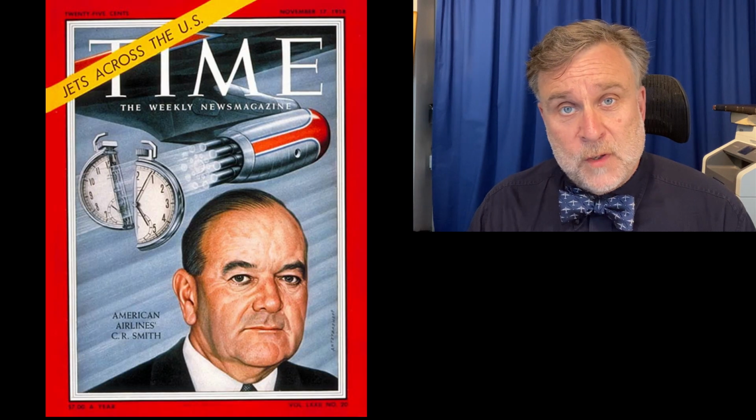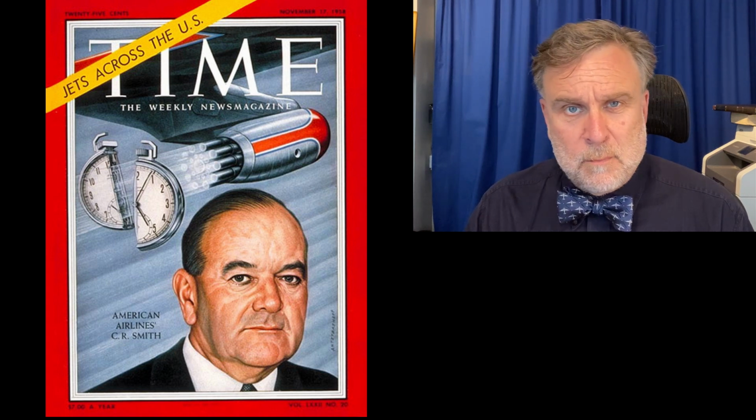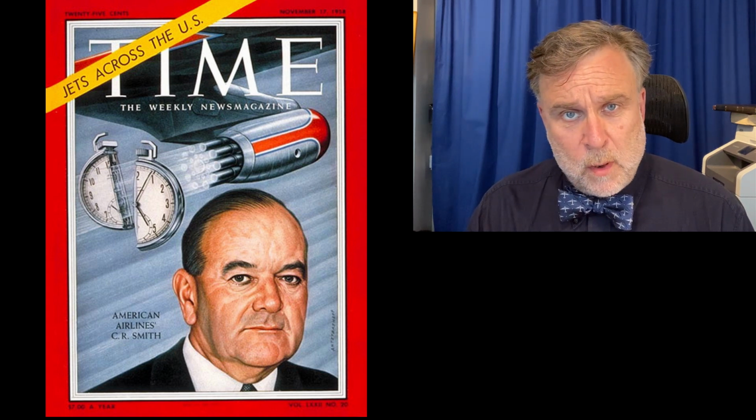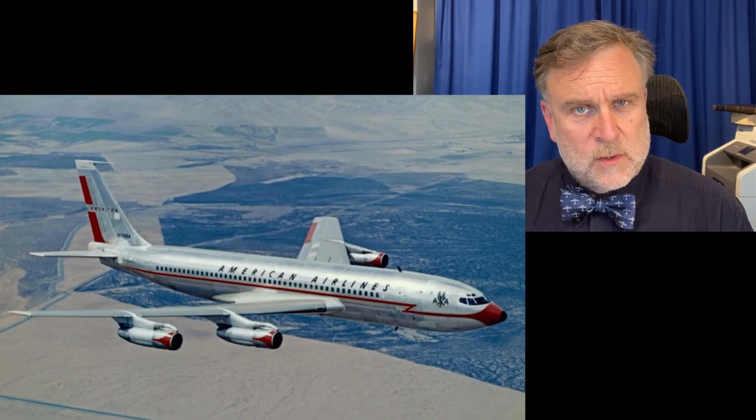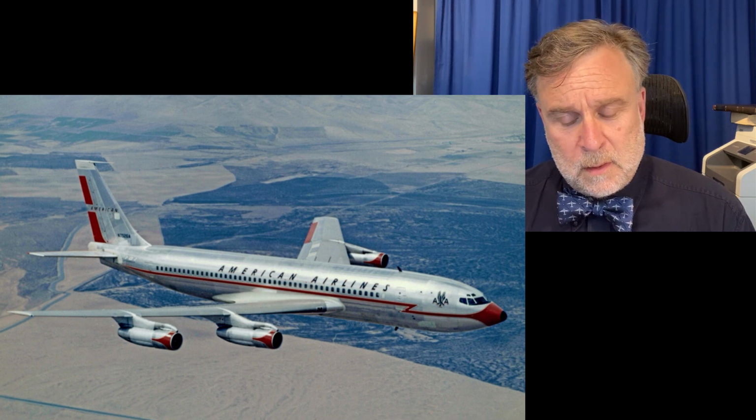Now, gradually the planes got bigger and faster, and in the late 50s, there was a shock in the industry, which was the introduction of a new kind of airplane, the jet airplane. The passenger jet came in the mid to late 50s, and it was the Boeing 707, which became the first really successful model, which was used by many airlines. The introduction of jets created a crisis in the industry.